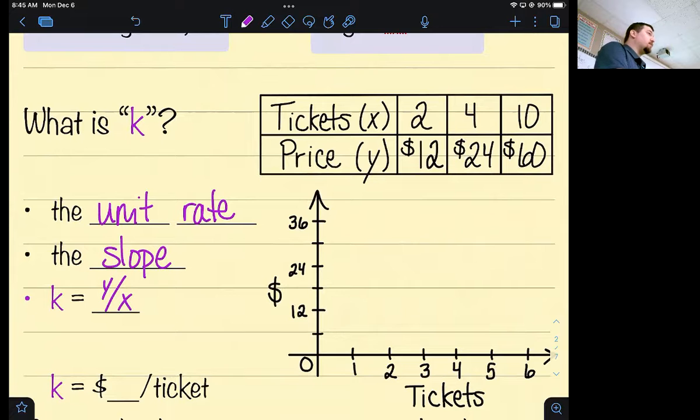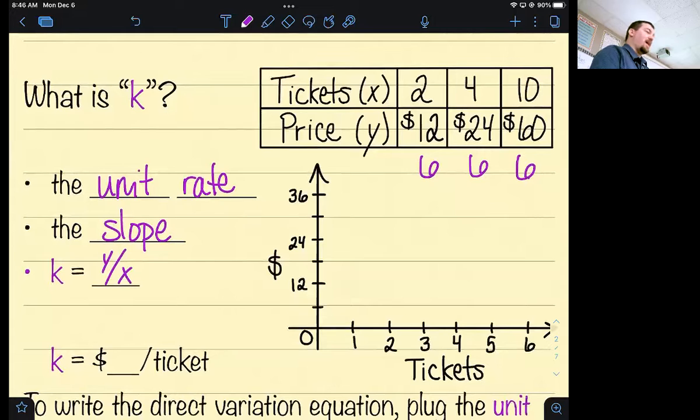What are you going to get when you do Y divided by X? 6 every time. 12 divided by 2, 6. 24 divided by 4, 6. 60 divided by 10. Oh, scary. So we'd say our K value is $6 per ticket. Since K is a unit rate, we can use labels and say it's $6 per ticket.